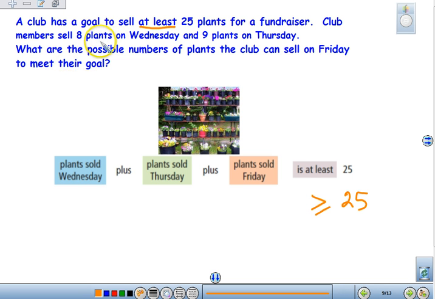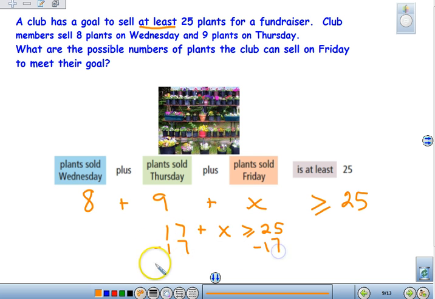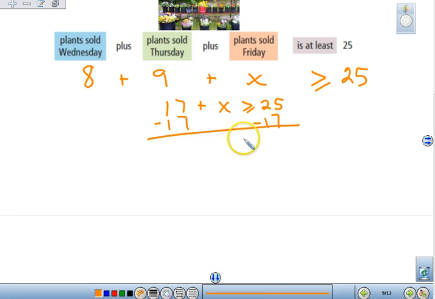The club is going to sell 8 plants on Wednesday, 9 Thursday. How many should we sell Friday? So we are going to look at 8 plus 9 plus we don't know how many, x. As we are solving this, we're going to have 17 plus x is greater or equal to 25. I don't want you to do the solving. I actually want you to have these equations like this. So those of you, you know who you are, I tried to talk to you after your test to make sure how you were solving these. That is again our subtraction property of equality. x is now greater or equal to 8.